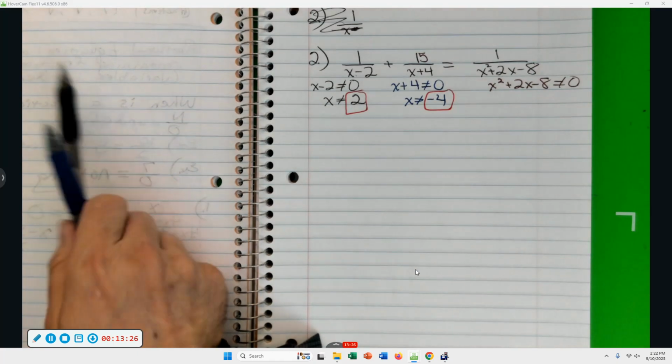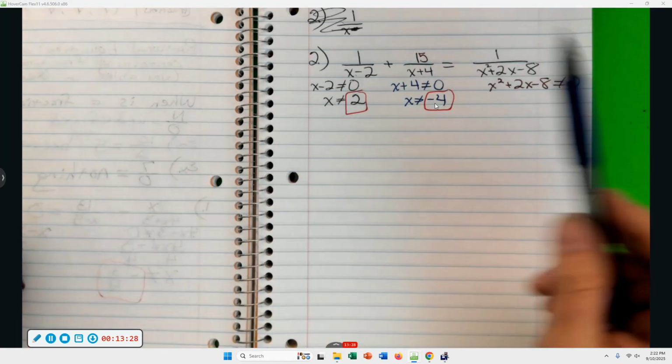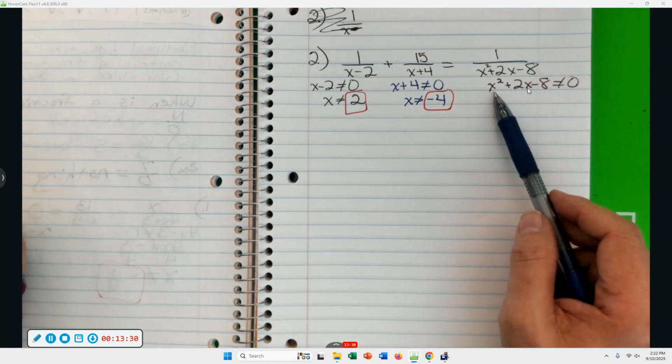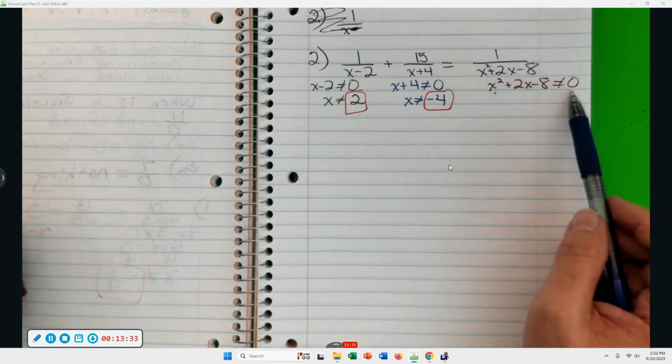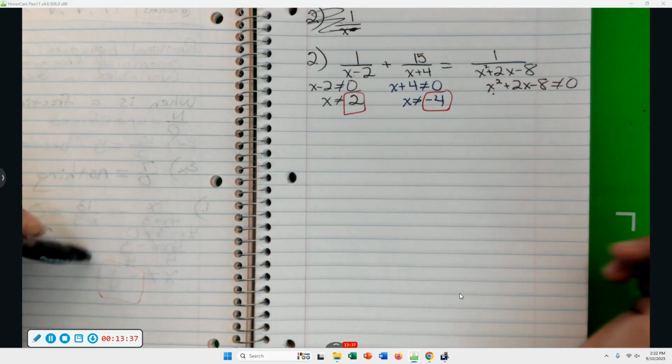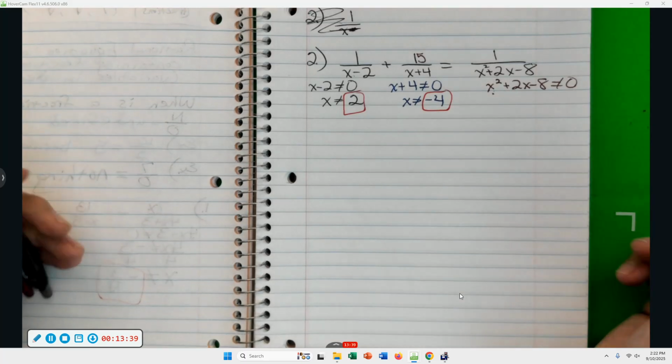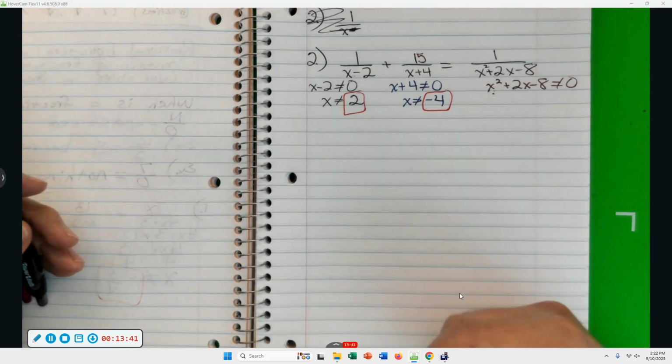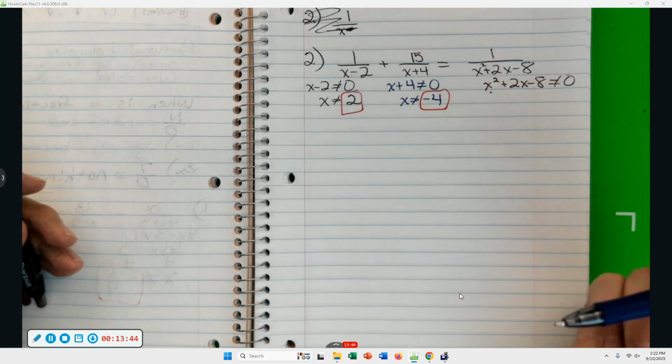Oh, those linear denominators are nice. Unfortunately, this is quadratic. We're going to have to use one of those methods we saw the last time. We could use the quadratic formula. It's not set up for the square root method. I think it's factorable. This is a good chance for us to practice our factoring skills.